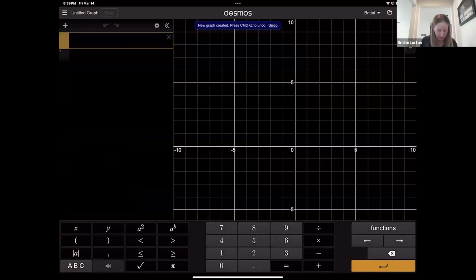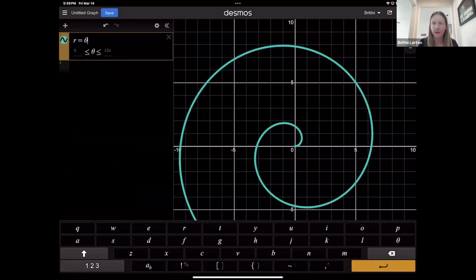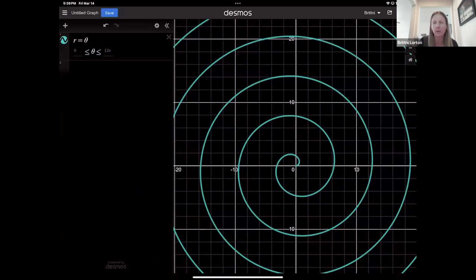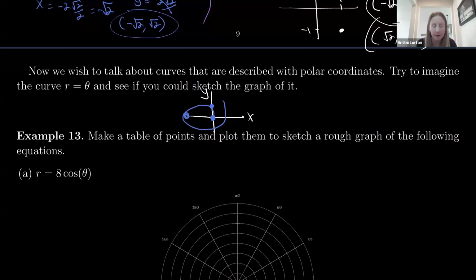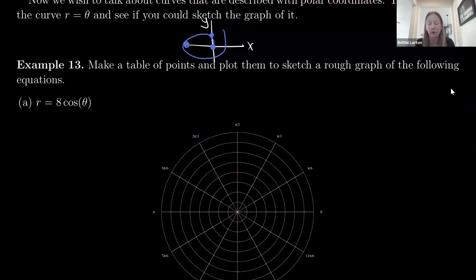So what if I were to graph, this is how you can do it in Desmos, r equals theta. And then you can see that spiral there, which I think is kind of cool. And it just keeps going around and around. Okay, so that's the type of stuff we're going to start to graph. And you should be able to graph these in your graphing calculator as well. Before you go to your y equals, you'd have to change your mode to be polar. And then you can graph them in your graphing calculator.